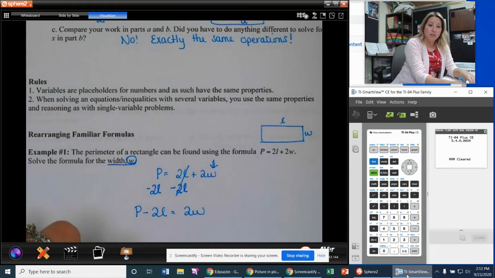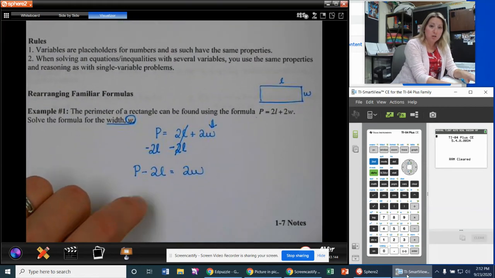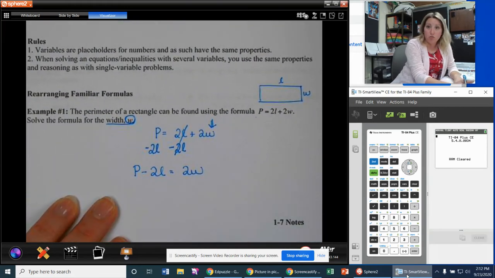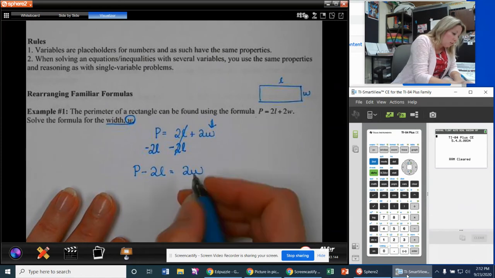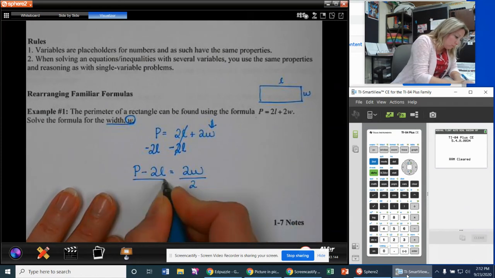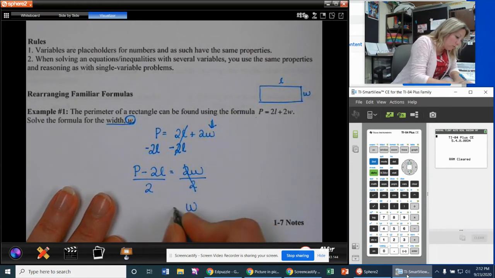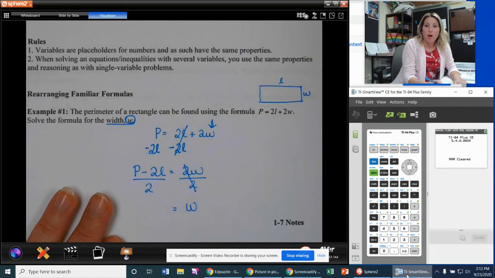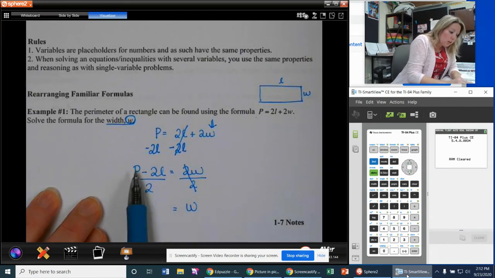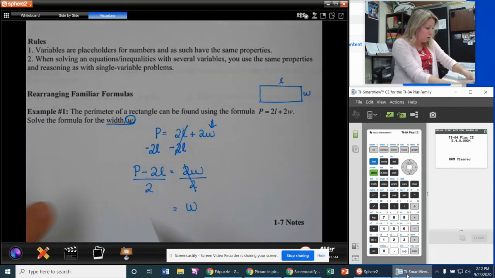Now again, you're trying to get W by itself. How is the W attached to the 2? By multiplication. What's the opposite of multiplying? Divide by 2. So 2 divided by 2 cancels out to a 1, which is what we wanted, a 1W. And over here, now I see that there's a 2 over 2 here.